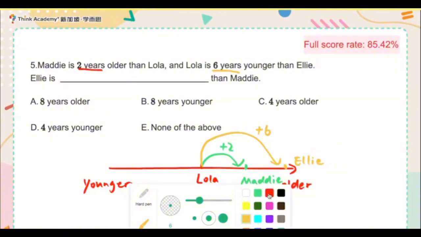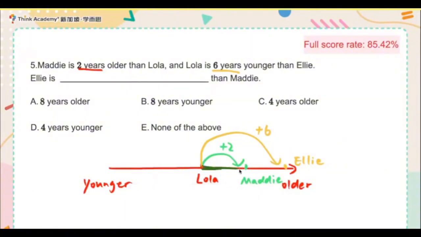Okay, so you can see if we know this part is 2 and the whole part is 6, like this is 6, this part is 2, then how about this part? Type in your chat box.